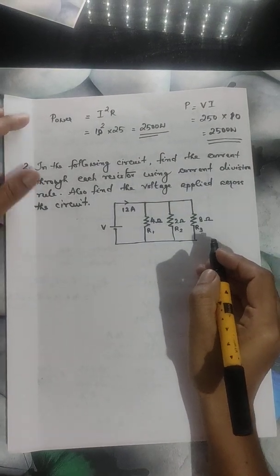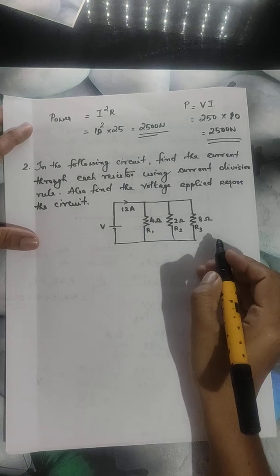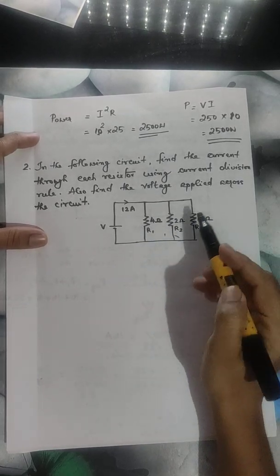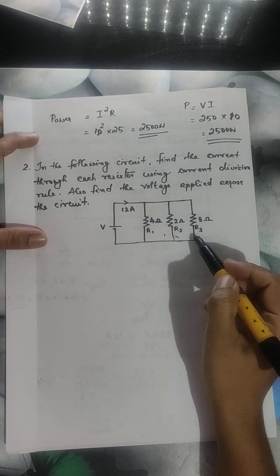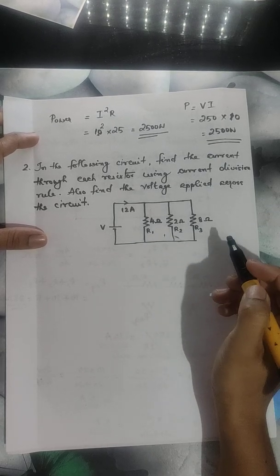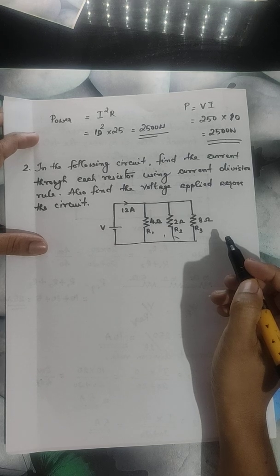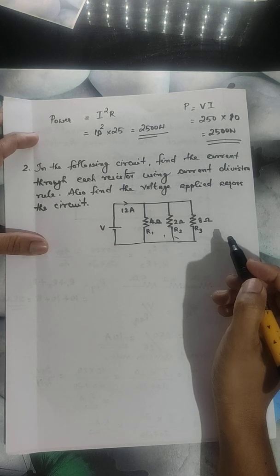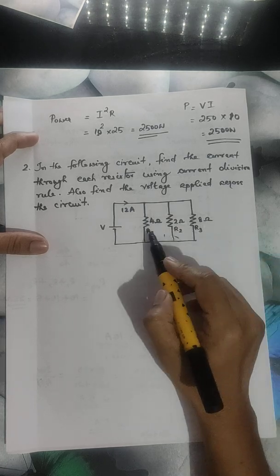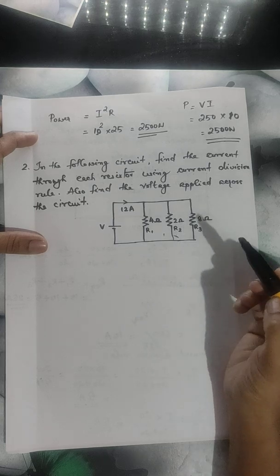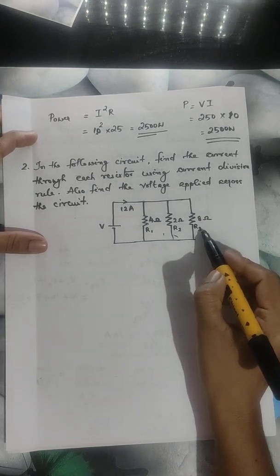So this is a question in which we have to apply the current division rule. Question is, in the following circuit, find the current through each resistor using current division rule. Also find the voltage applied across the circuit. So this is a parallel circuit. Three resistors R1, R2 and R3 are connected in parallel.